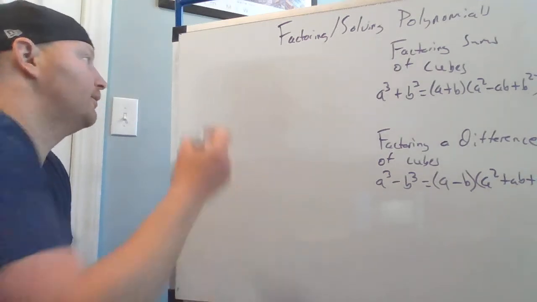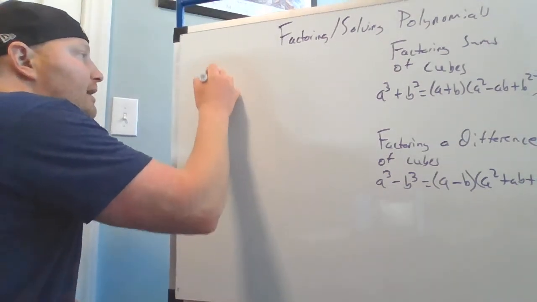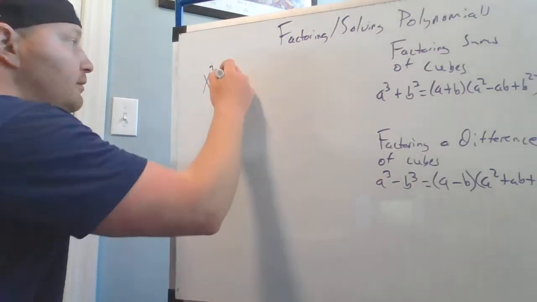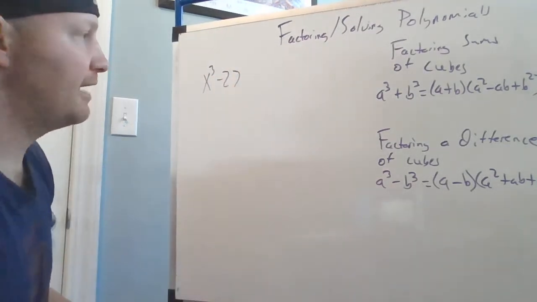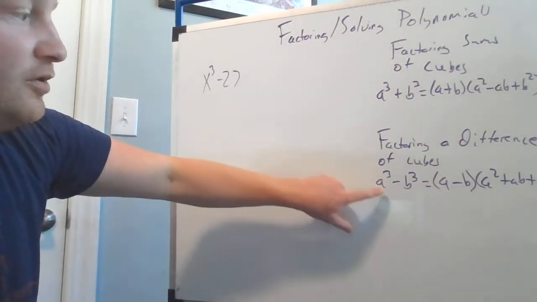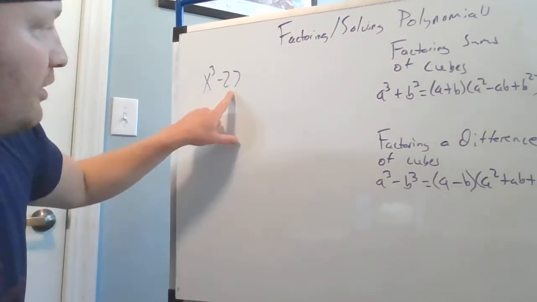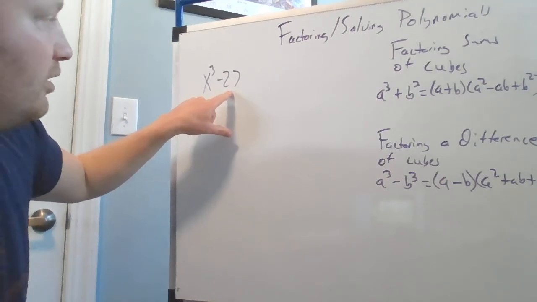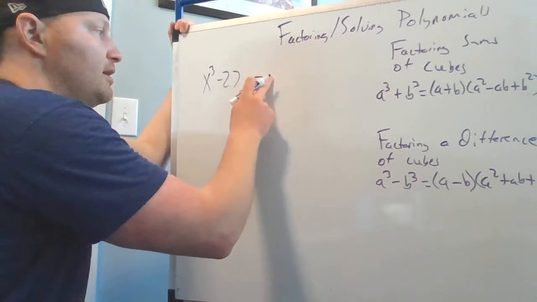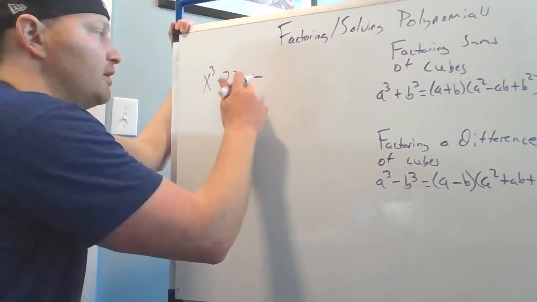Let's do these two. If I have x to the third minus 27, I got to factor this. And this is a minus, so this is finding the difference of cubes. So I'm looking at this. Well, you got to know what is the cube root of 27. You guys use decimals to do this. If you don't know how to do that, ask a friend or see me in class today at 1 o'clock.